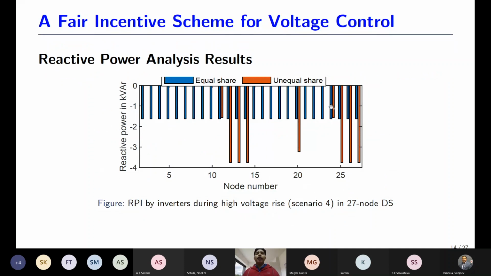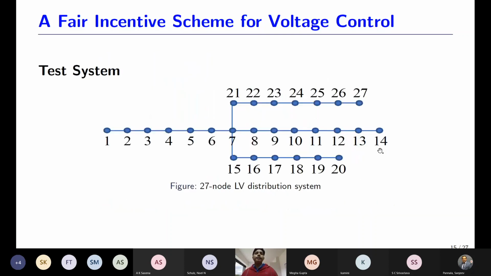This figure shows how the nodes are absorbing reactive power. When there is unequal sharing, only some inverters are absorbing reactive power. Why? Because the extreme nodes have more sensitivity. When the same amount of reactive power is absorbed at the extreme nodes, the sensitivity is high. So this is optimal, and these nodes are injecting more reactive power.